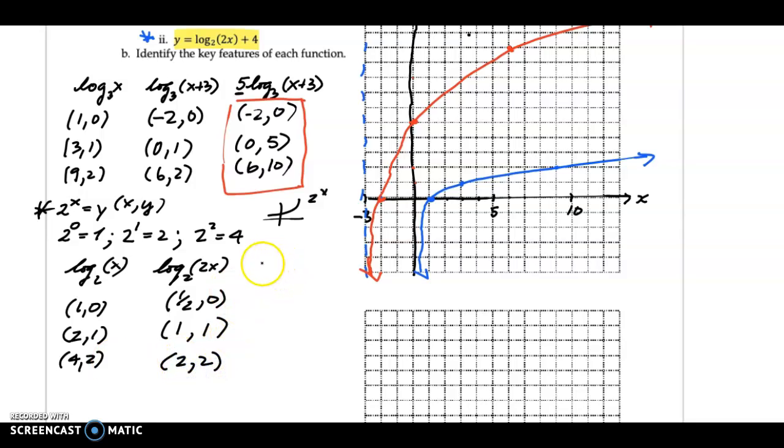Now I have to do the last one. And the 4 is my y. So that's just adding to my y. So this is going to be log base 2 of 2x plus 4. So this is then just going to change 1 over 2 to 4. This is 1, and this is 4 plus 1, and that's 5. And then 2, and then add 4 to 2, which is just going to be 6. So there are my points.